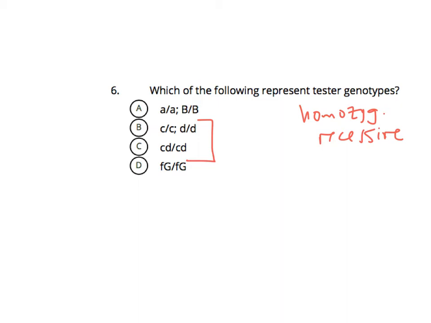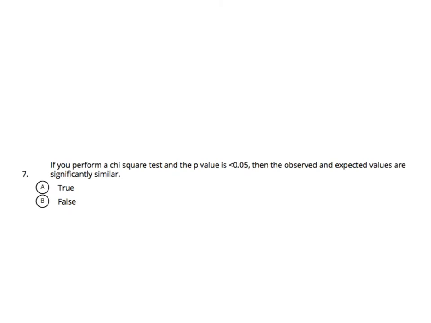Thank you. Did you have the same question? Others? Yeah. What was the answer to number 5? Number 5. Most of you got this one. Vast majority. P-value is less than 0.05. Observed and expected values are significantly different. So initially it was false. Should be significantly different.